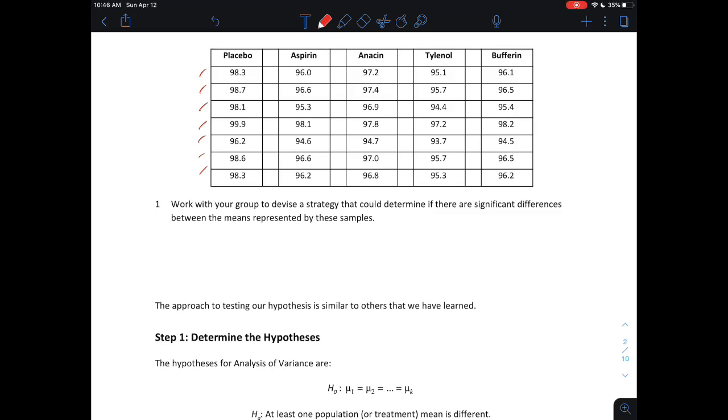You might want to think that in each group, if you are trying to determine if there are significant differences between the means, what might you want to find from each group is probably the mean. And then compare them. That would at least be an initial starting point.